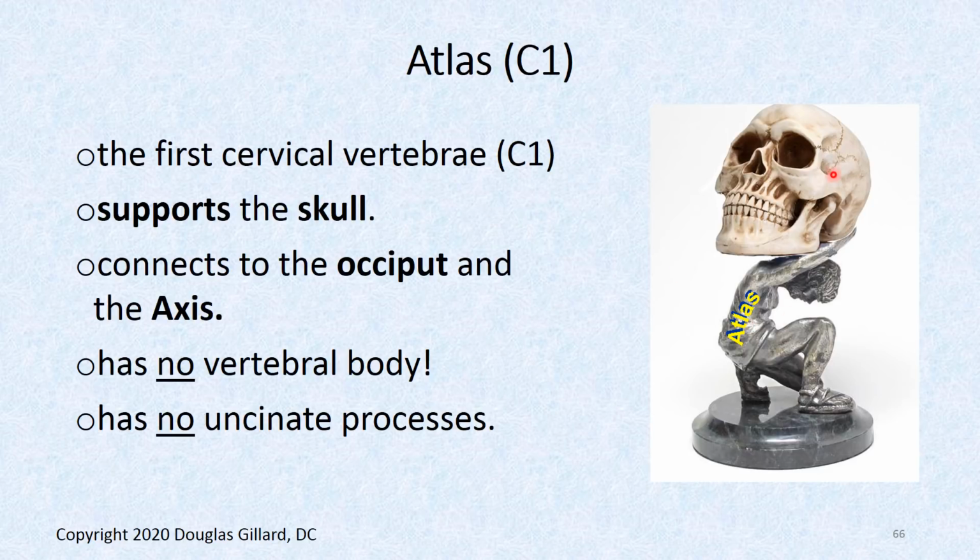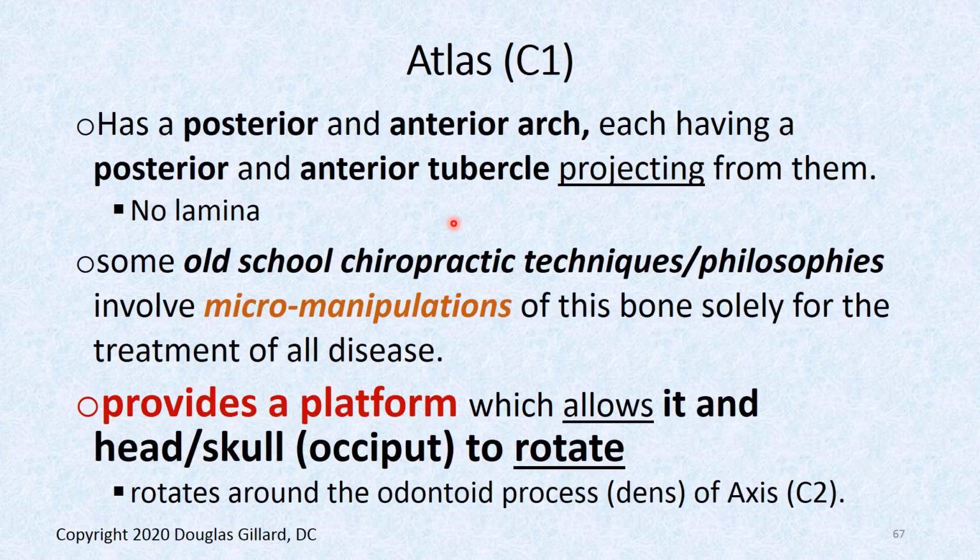It's Atlas, of course, who held up the world, Greek mythology. That's where it got its name. So it supports the skull. It connects the skull, specifically the region of the skull it connects to is called the occiput or the occipital region. It has no vertebral body. That's right, no vertebral body. It has no uncinate processes.